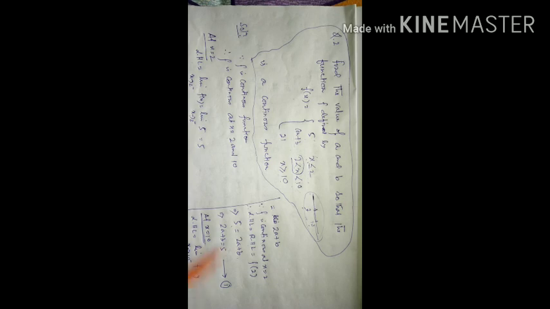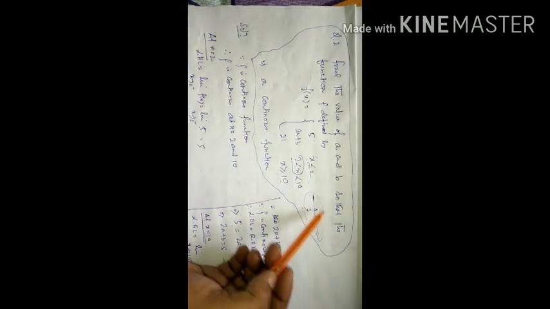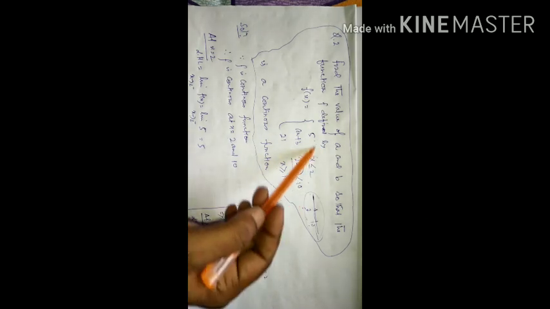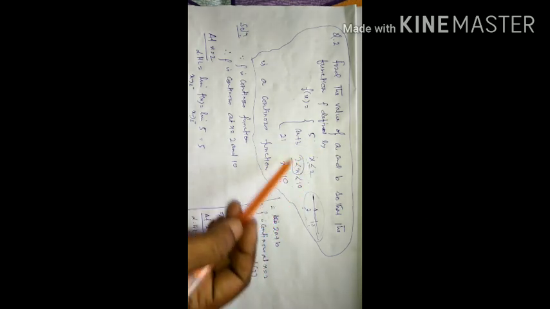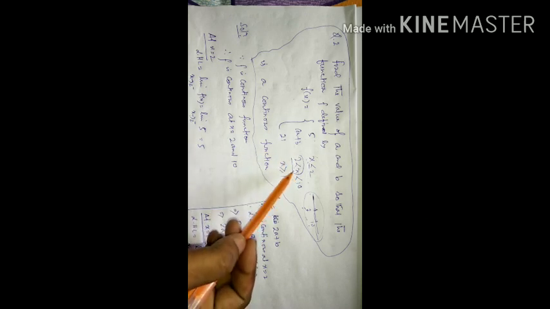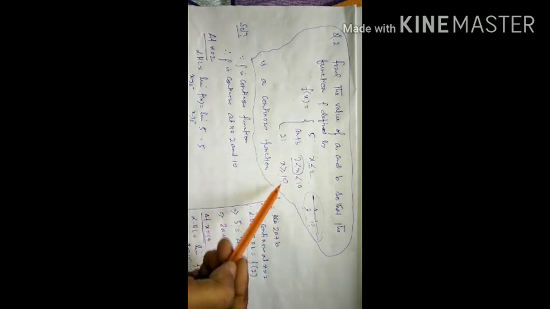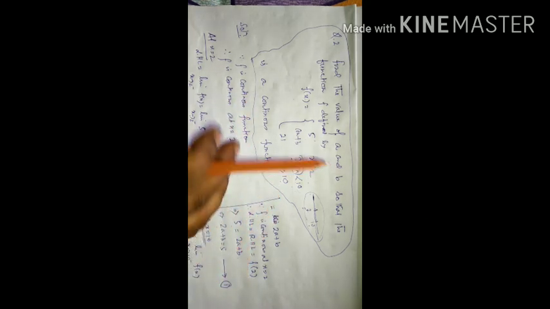The problem is: find the values of a and b so that the function f, defined by f(x) equal to 5 when x is less than or equal to 2, f(x) equal to ax plus b when 2 is less than x less than 10, and f(x) equal to 21 when x is greater than or equal to 10, is a continuous function. That means the function is continuous.